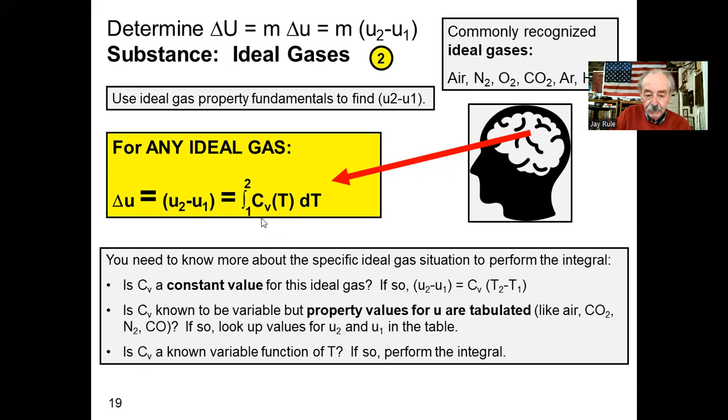And then finally, if you have a formula for c_v as a function of temperature, then you have the ability to perform this integral. So if c_v is a known function of T, like alpha T squared plus beta T cubed plus gamma T to the fourth, then you can perform this integral. In your homework problems, the top two categories are by far the way you will be solving problems in this class. You're going to treat c_v as either a constant number, or you will be looking up values for u in property tables.